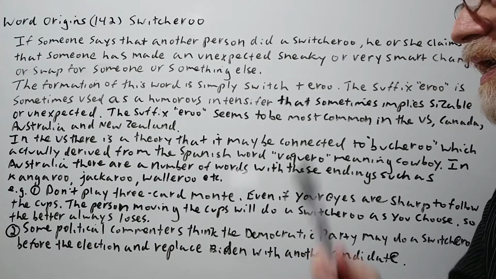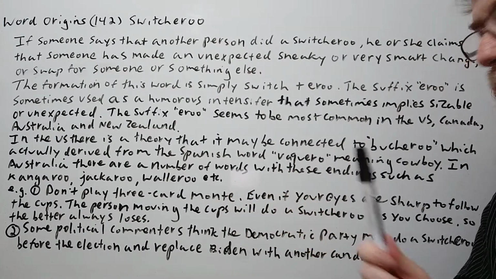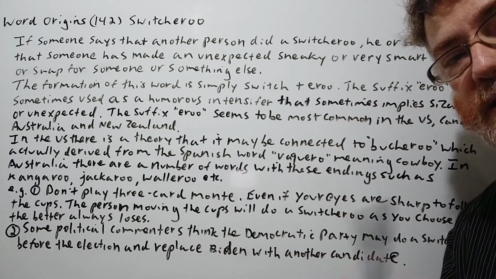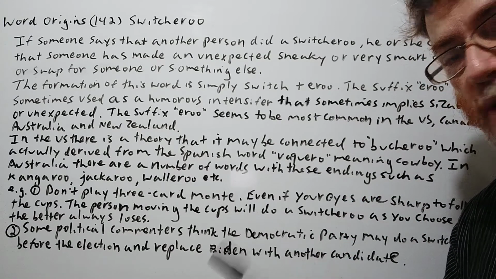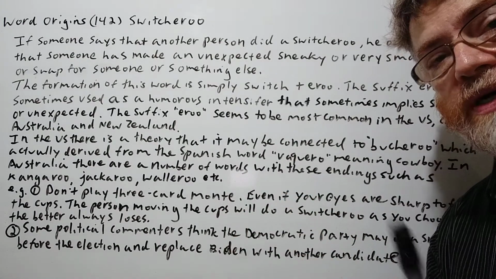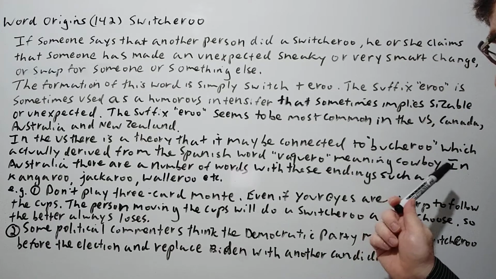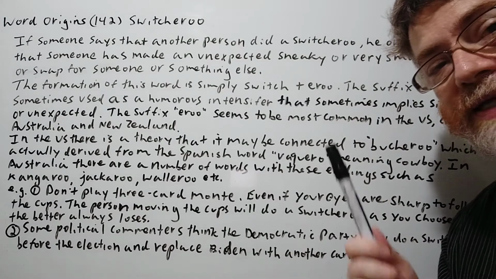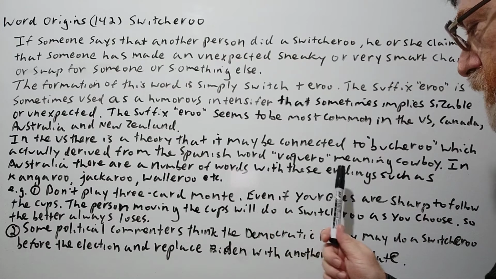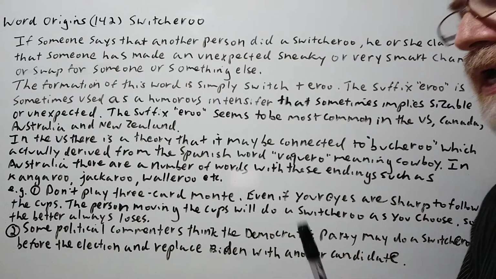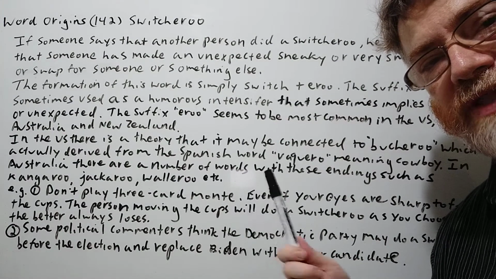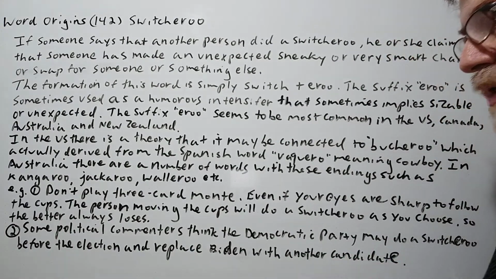languages. In the US, there is a theory that it may be connected to buckaroo, which is a slang term for a cowboy out west, which actually derived from the Spanish word vaquero, which also means cowboy in Spanish. In Australia, there are a number of words with these endings, such as kangaroo, jackaroo, wallaroo, all having a similar sort of ending.